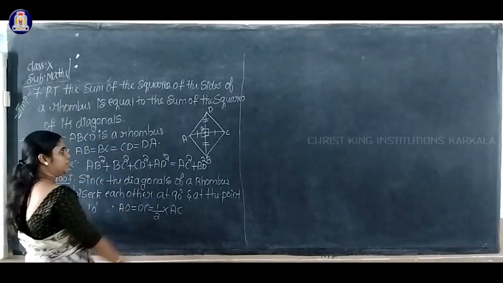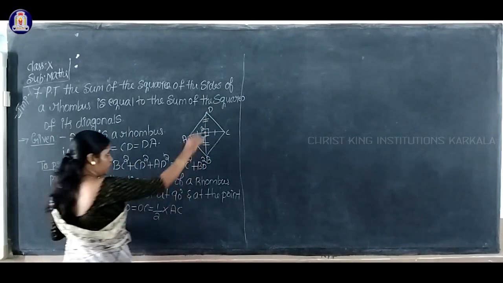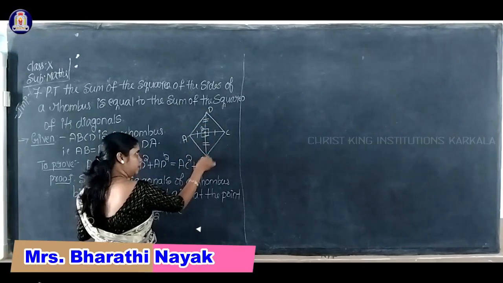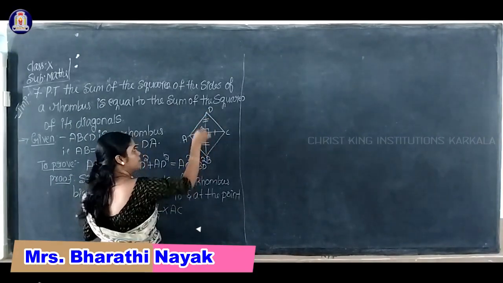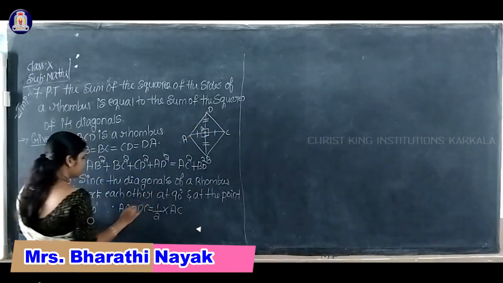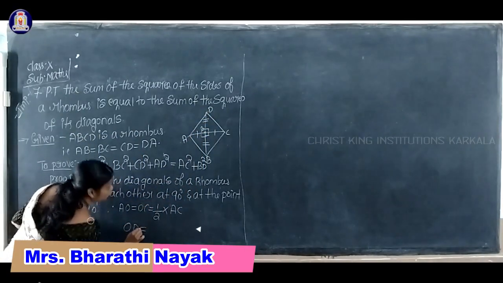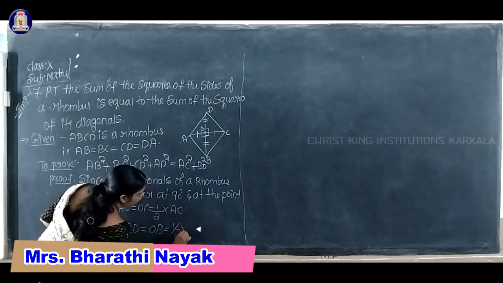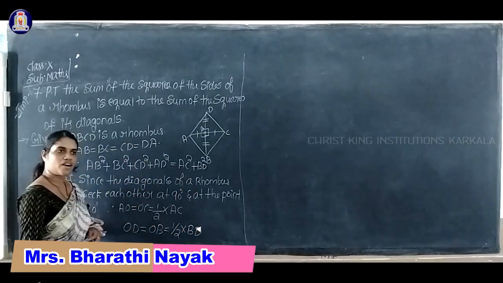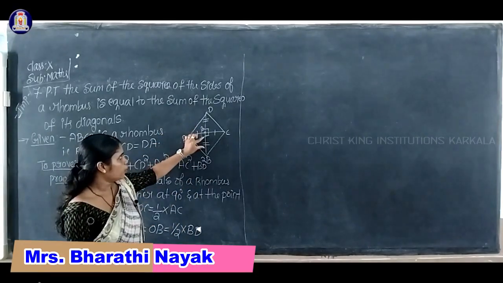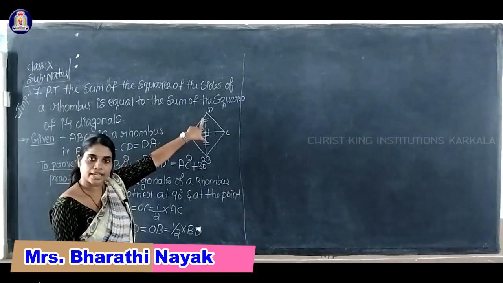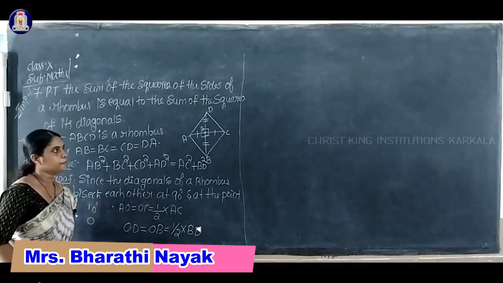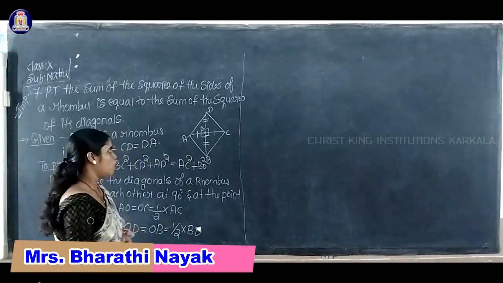Can I use the same property for the diagonal BD? Again, BD will divide into two parts, that is DO and OB. These two parts are equal. So therefore the length of OD equals the length of OB, equal to half of BD. OD and OB are exactly half of this diagonal BD. Understood now? So keep it here.